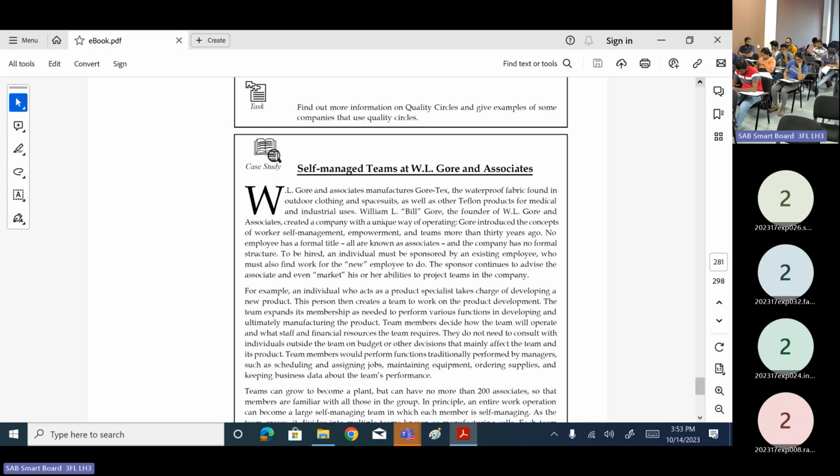All are known as associates. Good to have the minimum gaps. And the company has no formal structure. It is very informal, right? Those may be some reasons to operate positively, with good relations among workers as internal customers. To be hired, an individual must be sponsored by an existing associate through employee referral. Recruitment is done that way. It may be another reason.